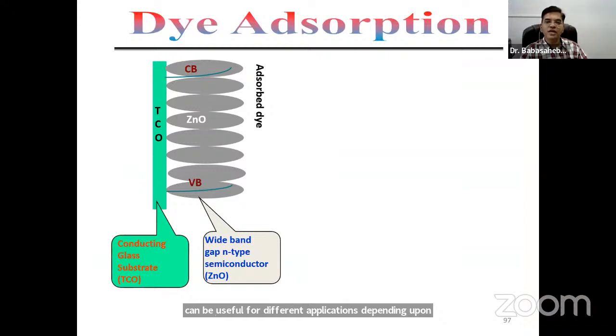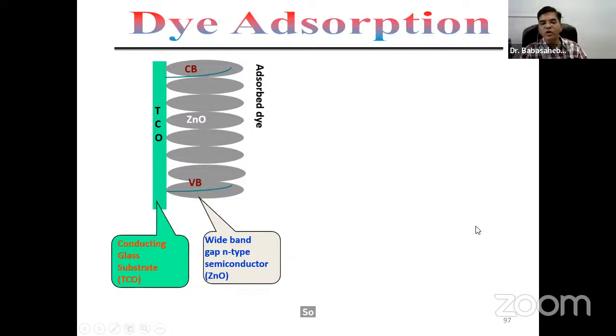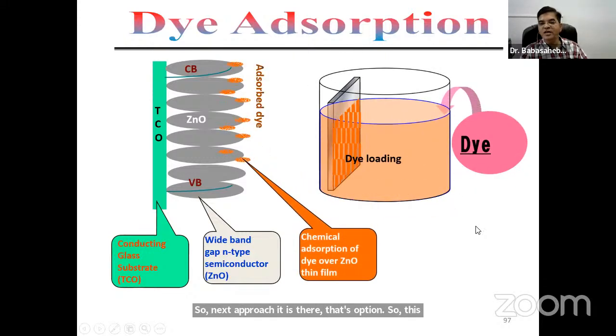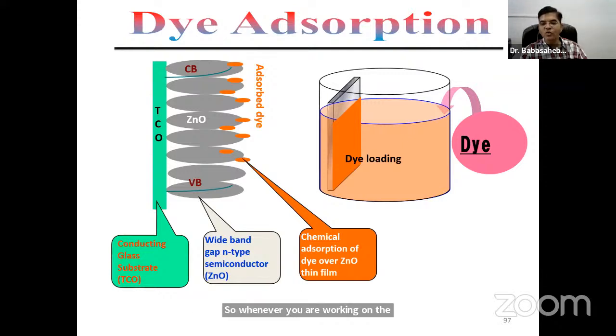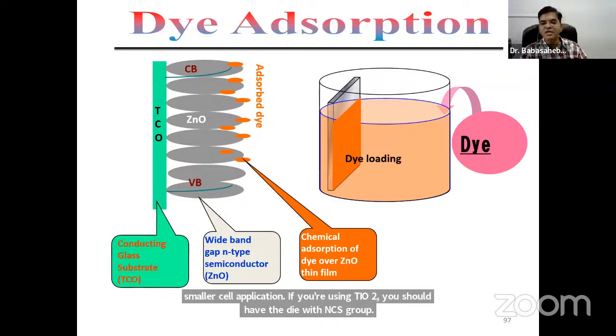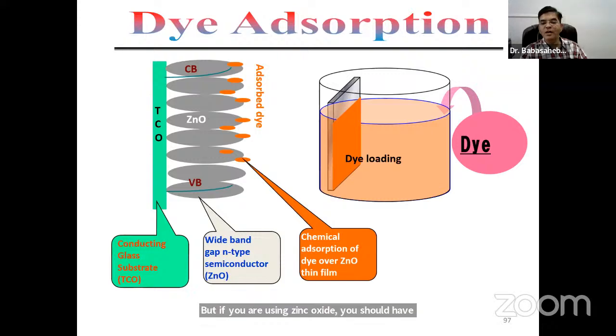So the next approach is dye adsorption. This zinc oxide coated on TCO, we have dipped inside an ethanolic solution of the dye. So this dye gets adsorbed on the zinc oxide by chemical attachment. Whenever you are working on dye sensitized solar cell applications, if you are using TiO2, you should have a dye with an NCS group. But if you are using zinc oxide, you should have a dye with a carboxylic group. That is the most important criterion.